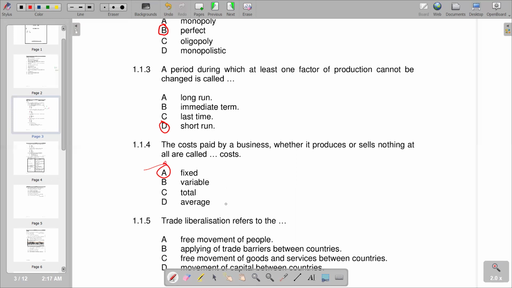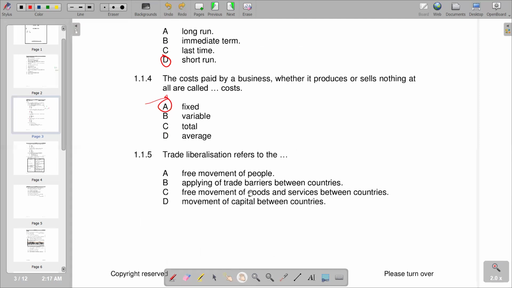According to the responses that we are seeing, at A we are given free movement of people, then B, applying of trade barriers between countries, then C, free movement of goods and services between countries, and then D, movement of capital between countries. According to the explanation that we have given, you would see that C becomes the correct answer, which is explaining about free movement of goods and services between countries. So it's free movement of goods and services, not people. So C is the correct response that we have.